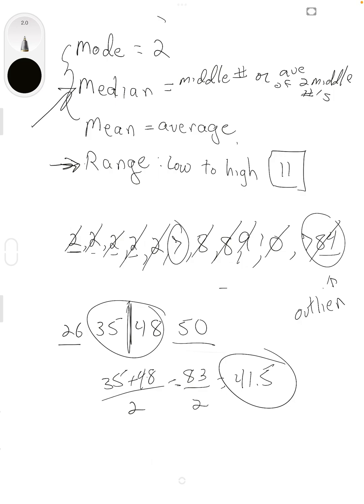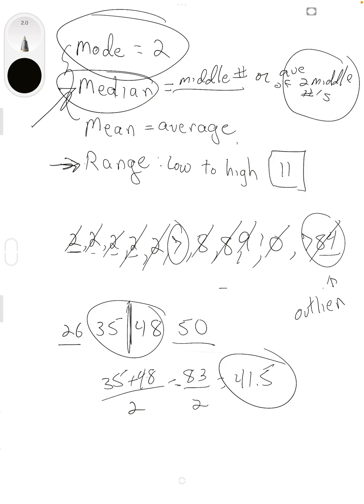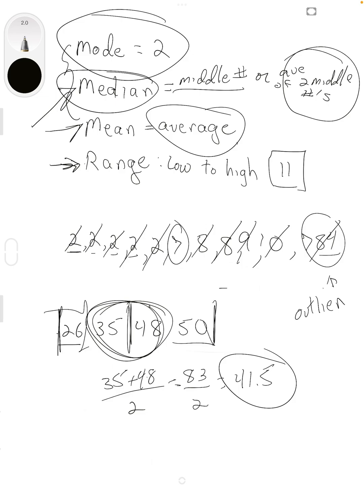So, got it? Mode is the most often. Median is either the middle number or, if there is no middle number, the average of the two closest to the middle. The mean is the average, and the range is the distance between the first and the last. In this case, from 26 to 50, the range is equal to 24, because 26 plus 24 is 50. That's the difference between those.